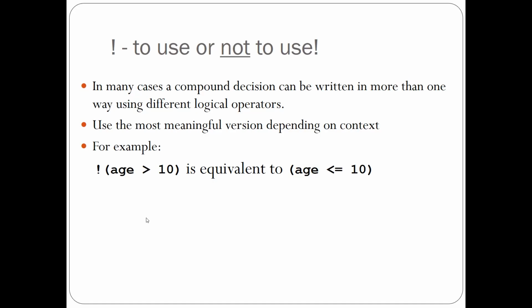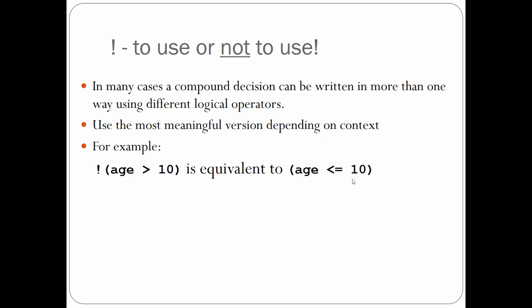So, a popular question that always gets asked around the use of compound decisions and logical operators is, when do we use NOT? Because NOT has a logical inverse, and that can be seen with the example here at the bottom. We could say if not age is greater than 10. Now, anything that's not greater than 10 must be less than or equal to it. In which case, why can't we just say age is less than or equal to 10?